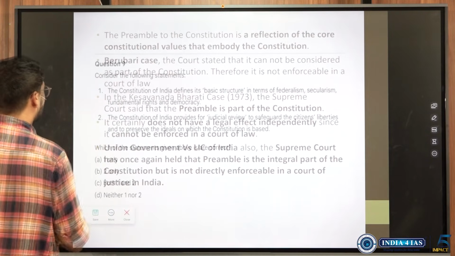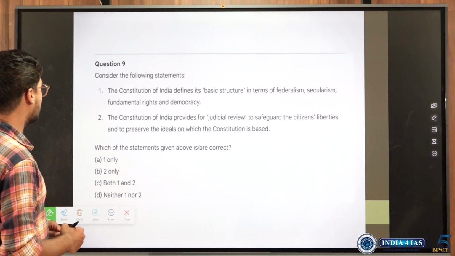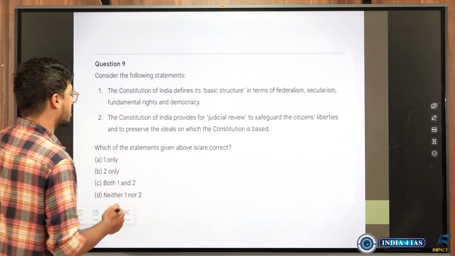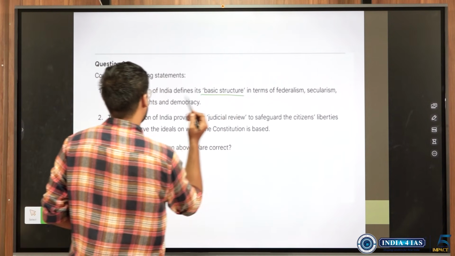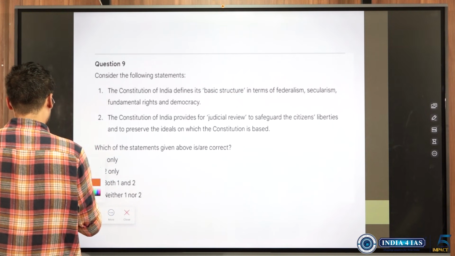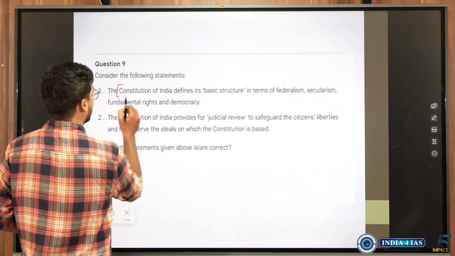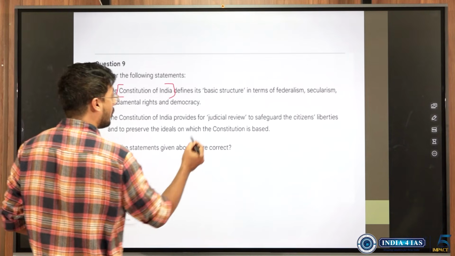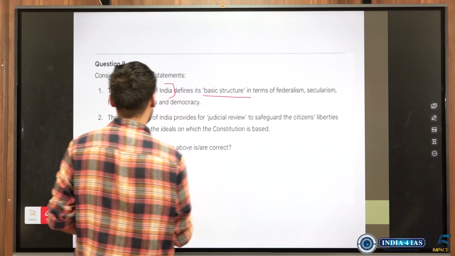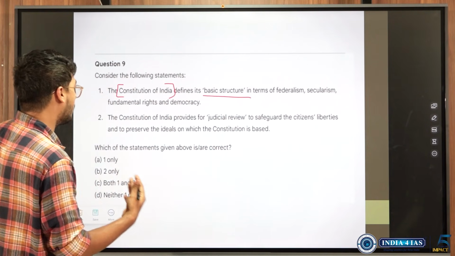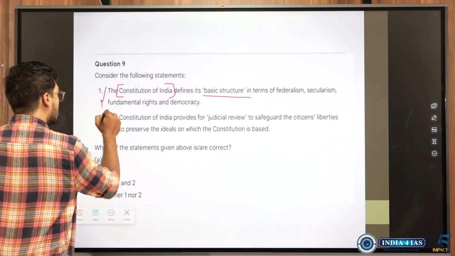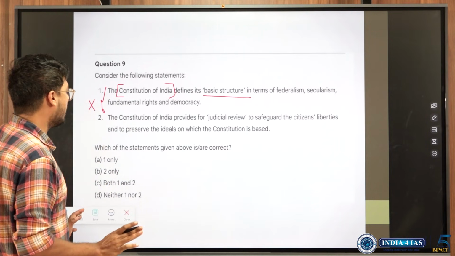We'll move ahead. Question number 9, consider the following statements. The Constitution of India defines its basic structure. Like I said, the same thing. Constitution of India defines its basic structure in terms of federalism, secularism, fundamental rights and democracy. It does not define. Basic structure has not been defined.